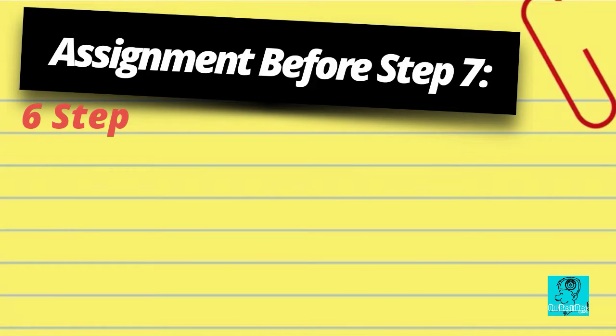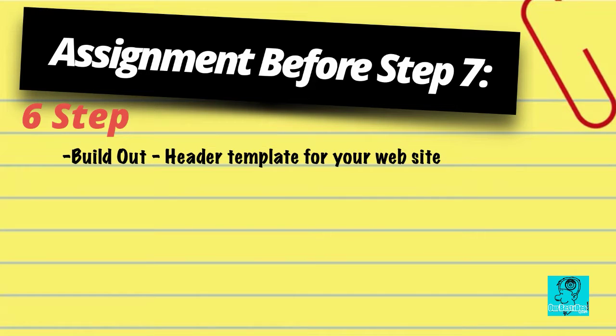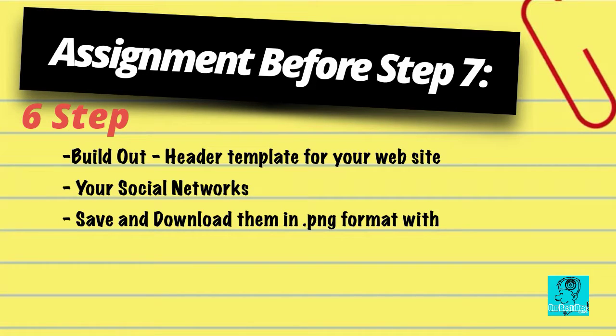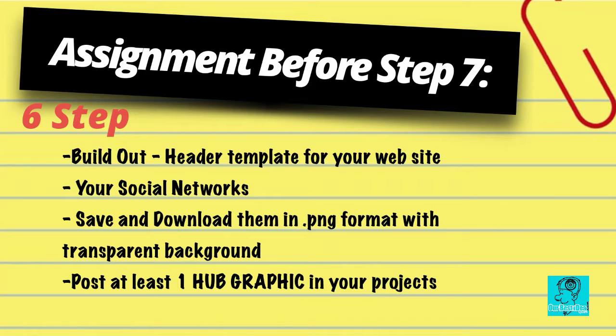All right, assignment before step 7. Step 6, this is a really important step. You want to be able to build out your header template for your website, your hub site. You also want to build some social networks, whichever one you chose in the previous steps. You want to build out those headers or whatever you want, and you're going to save and download them in the PNG format, which we went through with a transparent background. And once you do all that, and don't forget about your colors and fonts and logos, you're going to post at least one hub graphic in your project. And don't worry, you can do it.